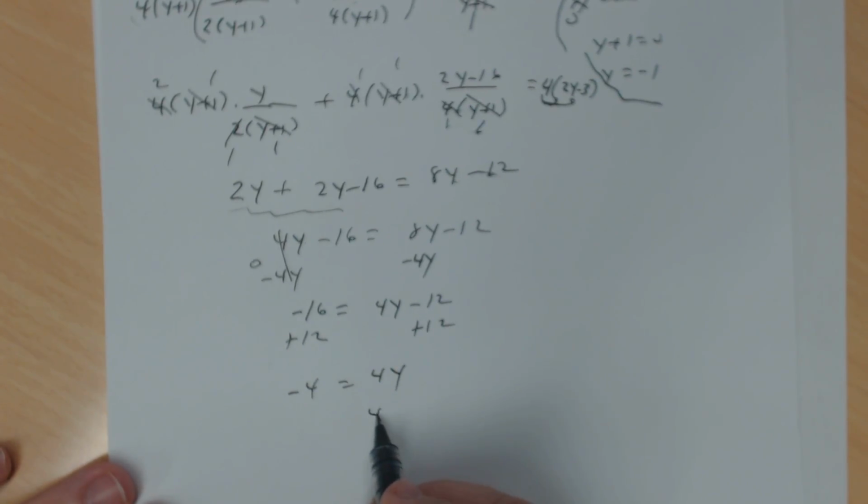And then just go ahead and rewrite this, and dividing both sides by 4. 4 divided by 4 is 1. 1 times y is y. I get negative 1 because negative 4 divided by 4 is negative 1.